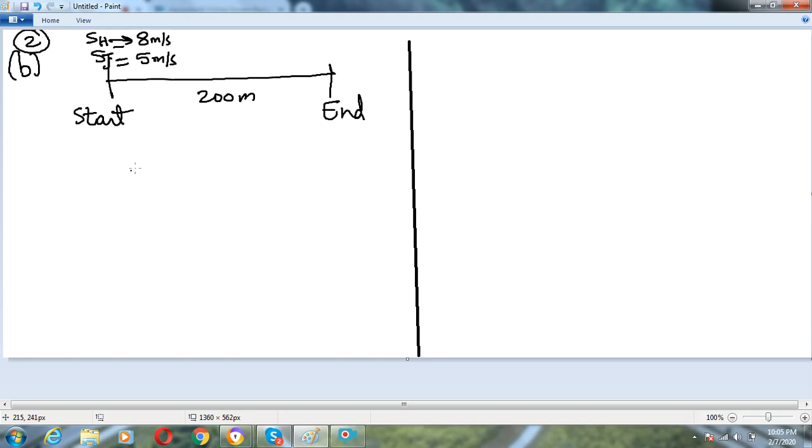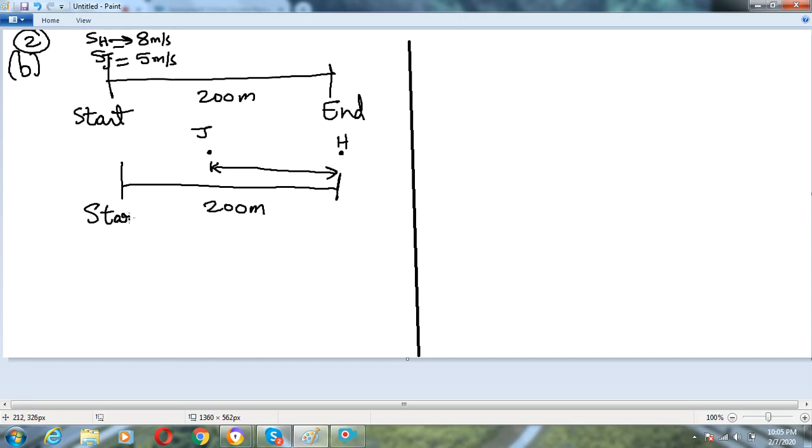Now, of course, Harry will reach first, right? Let's say Harry has reached here, and here is Johnny. So we have to find this distance. Any idea how we'll find? Any idea? Anything?